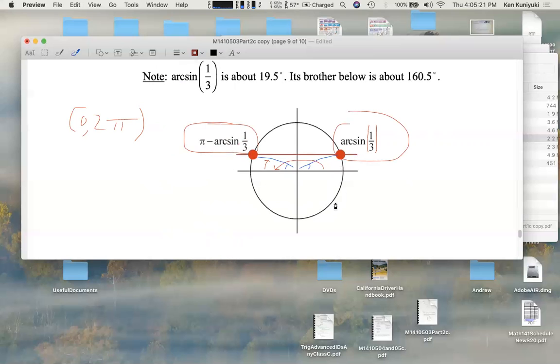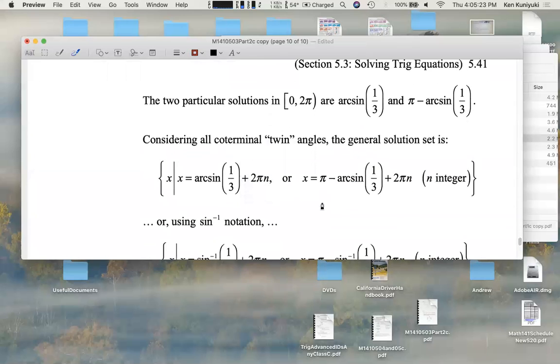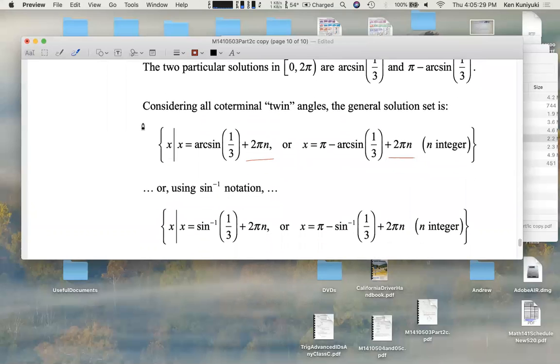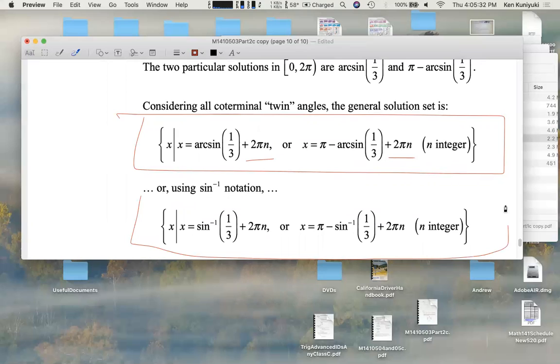This and this. But if we want all real solutions, we also have to do our plus 2 pi n jazz to get all the coterminal twins. So our solution set can be written like this or like this. And there are other ways of writing it. The set of all x values in the reals such that x is of the form arc sine of 1/3 or inverse sine of 1/3, same thing, plus 2 pi n because we want all the coterminal twins where n is integer, or x is of the form pi minus arc sine of 1/3, or x equals pi minus inverse sine of 1/3 plus 2 pi n. We want all the coterminal twins where n is integer.